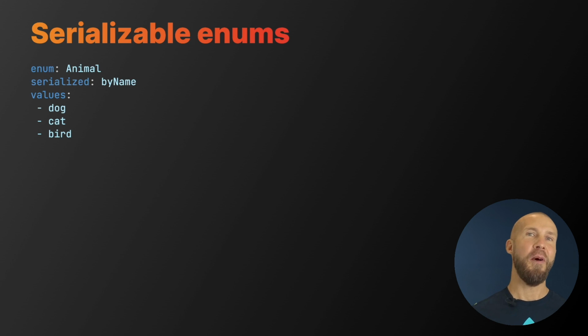Next, Serverpod has support for models based on enums. Switch out the class key for enum and provide a list of values. It's highly recommended that you also set a serialized key to by name, which will save the values as strings instead of numbers. You can include your enums as part of other models or pass them as parameters to your methods.